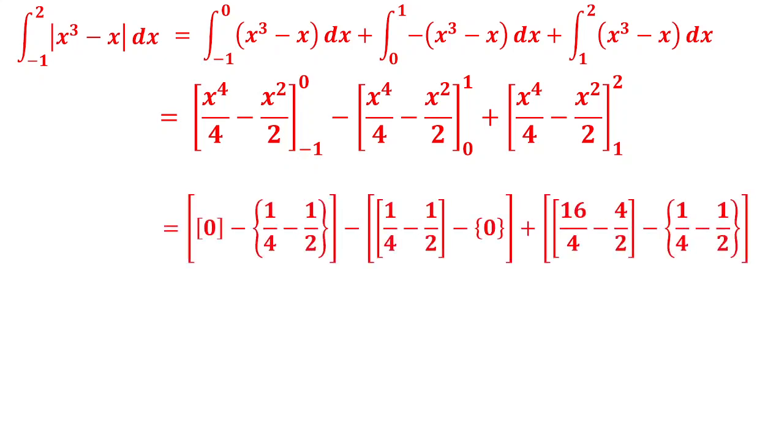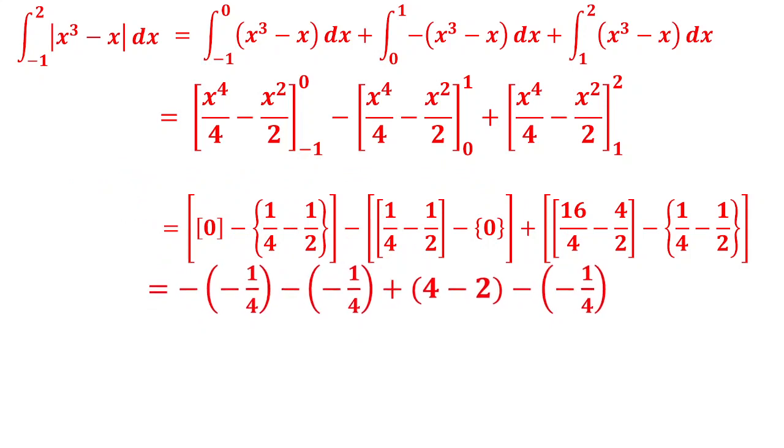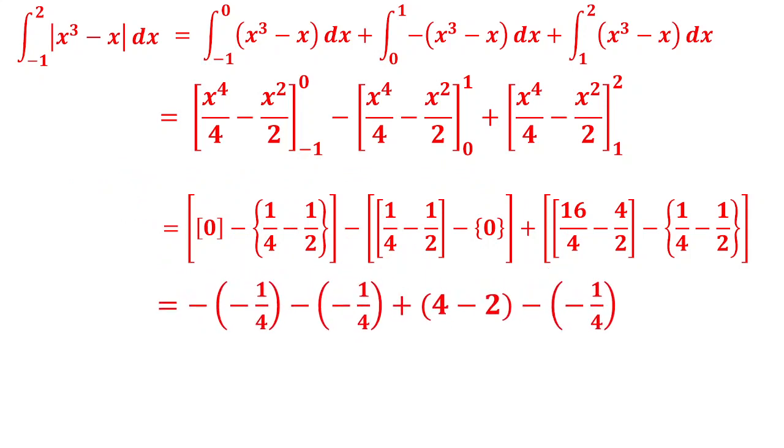If you apply the upper limit minus lower limit for all the terms, first term 0 minus of 1 by 4 minus 1 by 2. Second term, I have taken minus sign outside, 1 by 4 minus 1 by 2 minus 0. Third one plus of 16 by 4 minus 4 by 2 minus of 1 by 4 minus 1 by 2. I am collecting all the 1 by 4 at one place. 1 by 4 is added 3 times, therefore it is 3 by 4. 4 minus 2 is 2, therefore the final answer is 11 by 4.